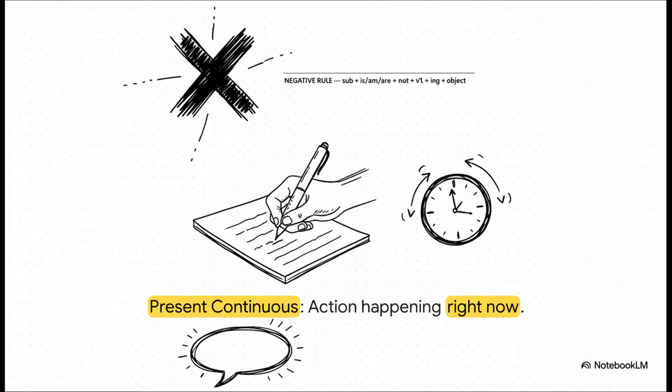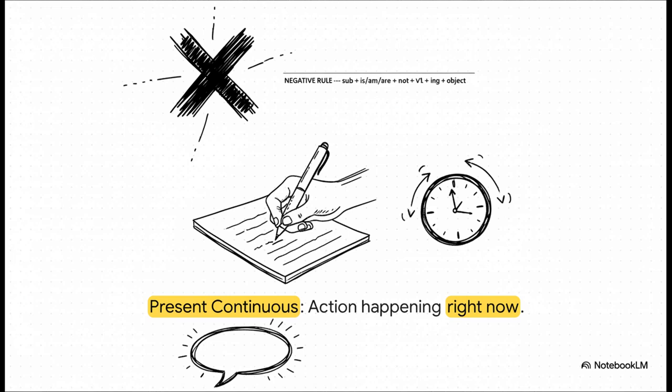Or, if we want to ask a question, we just pull that word does straight to the front of the sentence, giving us does she not write a letter? Simple, right? Moving on to the present continuous. The real key here is adding is, am, or are alongside a verb ending in ing. This immediately signals that an action is happening right now, in this exact moment. So we say, she is writing a letter.